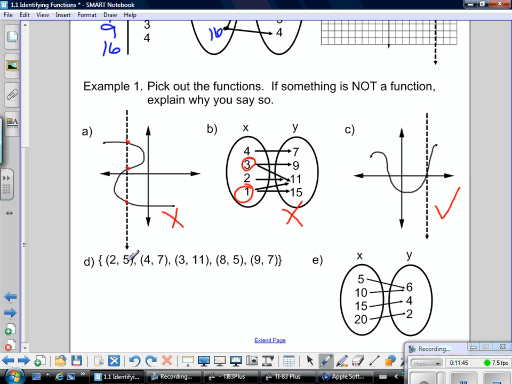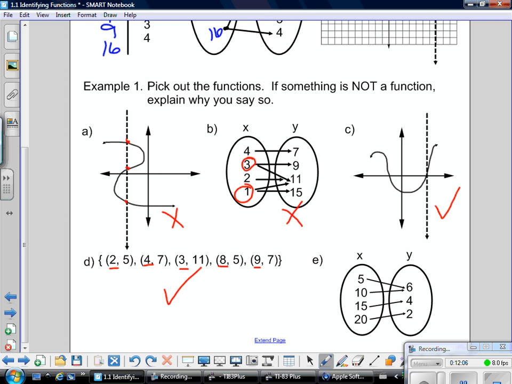The next one I want to look at is a set of ordered pairs. Now, if these were in a table of values, it'd be a little bit easier to see. But here I have a 2, a 4, a 3, an 8, and a 9. So I only have one x value for each one of these ordered pairs. So that tells me right away it's a function, given that information.